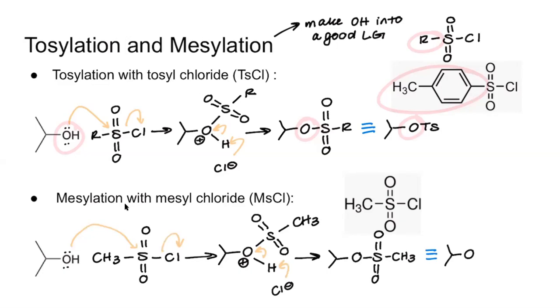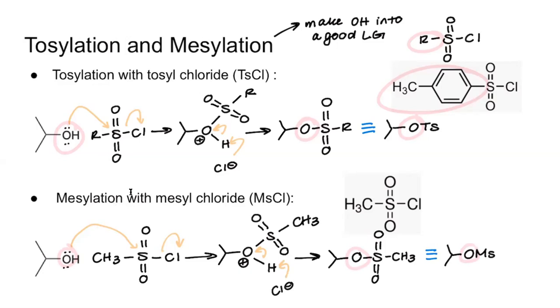Generally, professors will just let you abbreviate it. They might show you this at the beginning just so you know what they're talking about. But again, same oxygen here, same oxygen here, same oxygen here. And again, the whole point of doing tosylation or mesylation is to take this alcohol, which is a bad leaving group, and make it into a good leaving group, either this or this. Does that make sense to everyone?